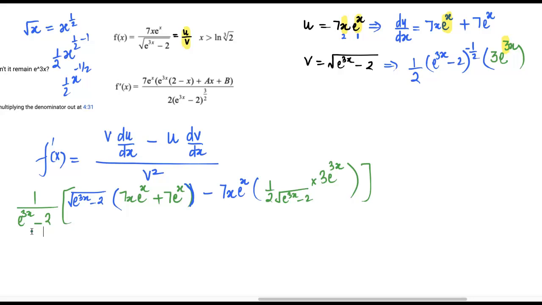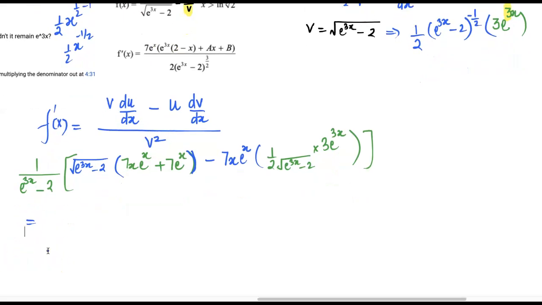So we have got e to the power 1 over e to the power 3x, square root of e to the power 3x minus 2, 7x e to the power x plus 7 e to the power x minus 7x e to the power x over 2 e to the power 3x minus 2 times 3 e to the power 3x. Okay, now the next step, where I need to be very careful. So if I just 1 over e to the power 3x minus 2, we are going nothing but timesing it by 2 square root of e to the power 3x minus 2.